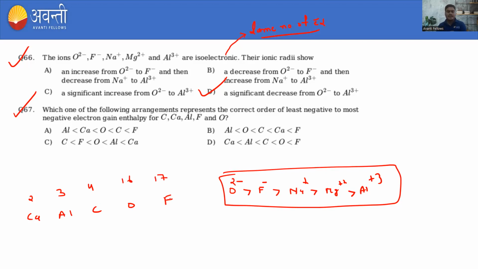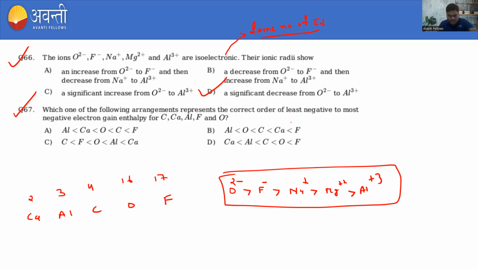So we have to arrange this according to the electron gain enthalpy values. We know that, just like electronegativity, as we move from left to right in the periodic table, electron gain enthalpy will increase, right? Some exceptions are there, but because all these elements belong to the third period, there is no exception here, right? So we know that fluorine belongs to the 17th group.